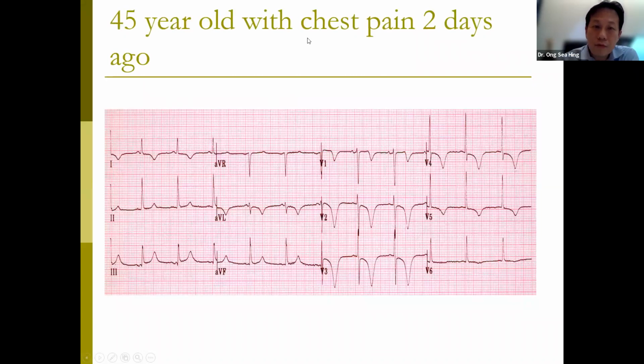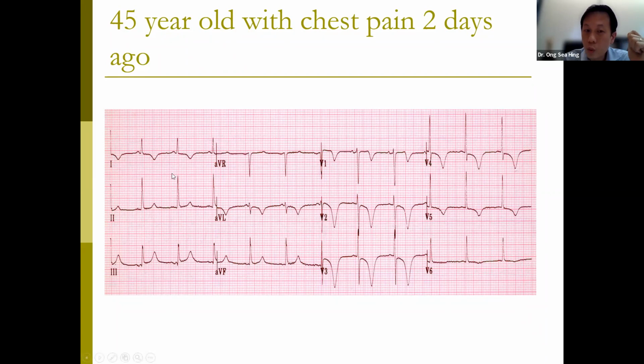This is a 45-year-old patient with chest pain for 2 days, and now he has no more pain. You can see very obvious, deep, symmetrical T inversions in V2, V3, V4, in lead 1 and in AVL. So this means that the patient had an infarction. This is what we call a non-ST elevation myocardial infarction, and it is almost definitely from the left anterior descending artery, in the proximal part of the left anterior descending.